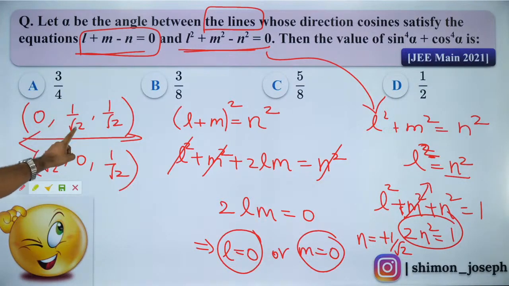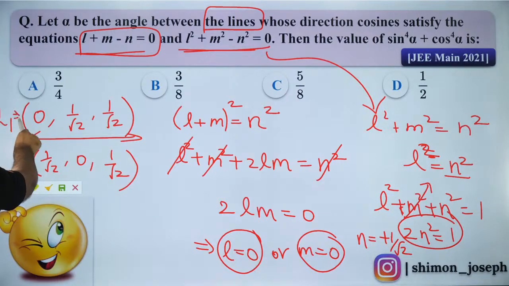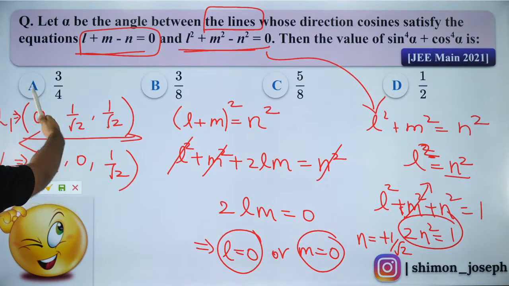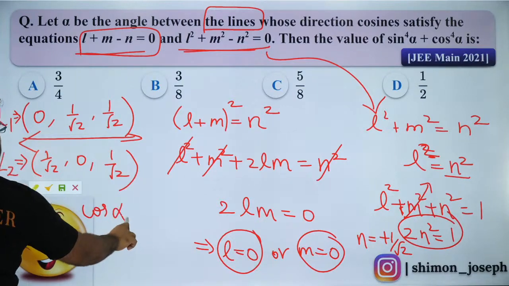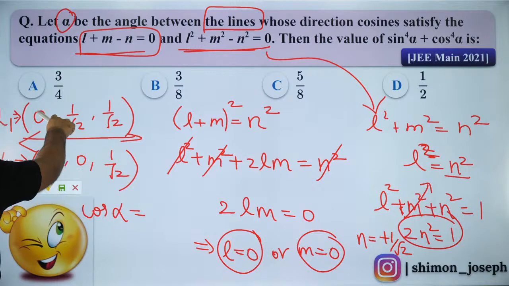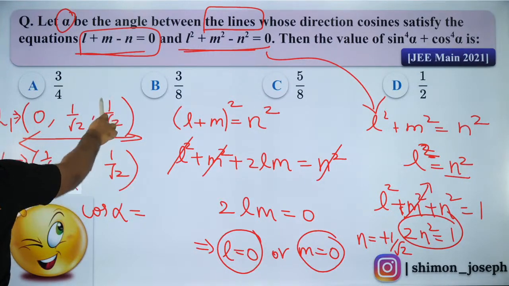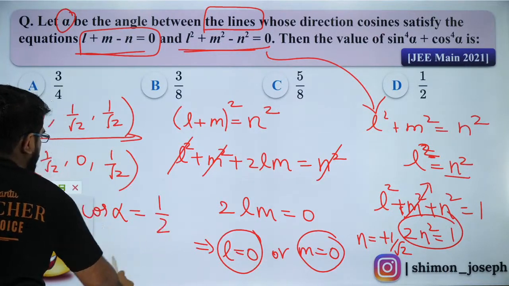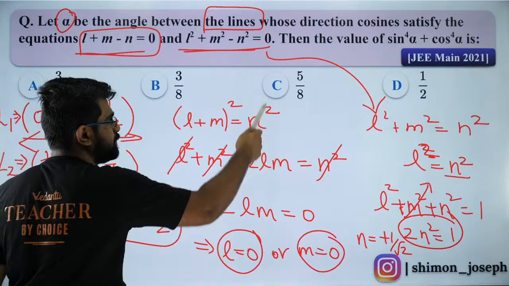Did you all like it? So these are my two lines. This is the direction of line L1. This is the direction of line L2. So what is the angle between them? The angle between them is nothing but the dot product. So cos of the angle between them, which is alpha, is equal to the dot product. So 0 into 1 by root 2 plus 1 by root 2 into 0 plus 1 by root 2 into 1 by root 2, which is 1 by 2. So cos alpha is equal to 1 by 2.